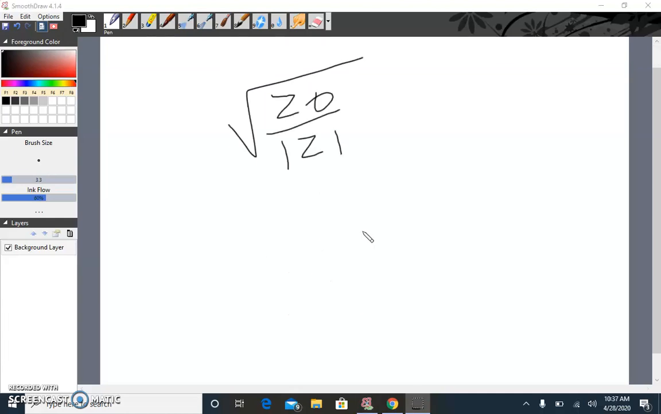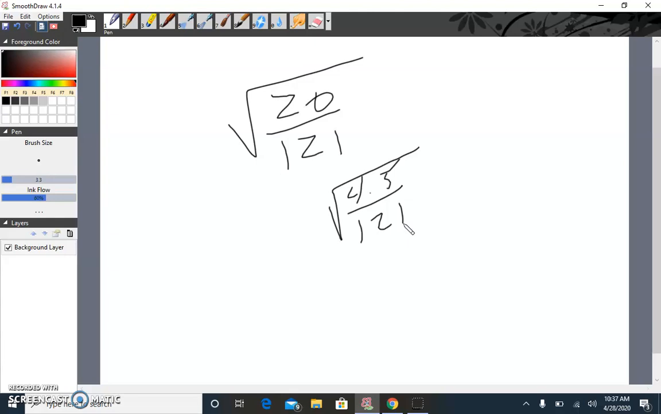Now, the next one here, number 6, is the square root of 20 over 121. Well, we know 20 is not a perfect square. 121 is a perfect square. So we've got to work it out. Do we know something that could be a factor of 20 that is a perfect square? We have 2 and 10, 4 and 5. Well, 4 is a perfect square. So we'd work it out as the square root of 4 times 5 over 121.